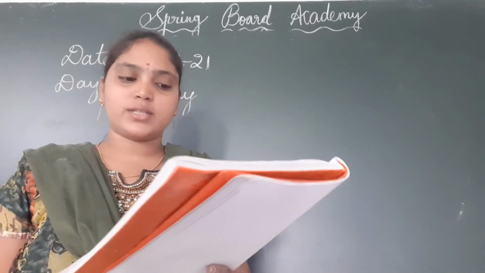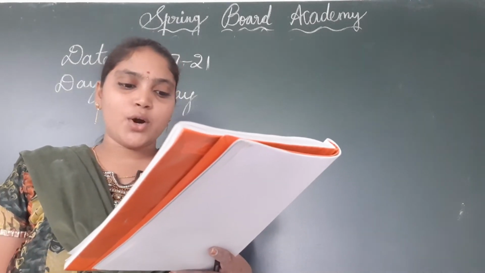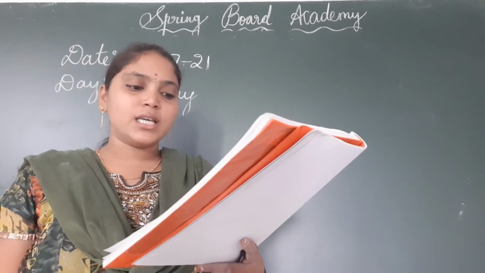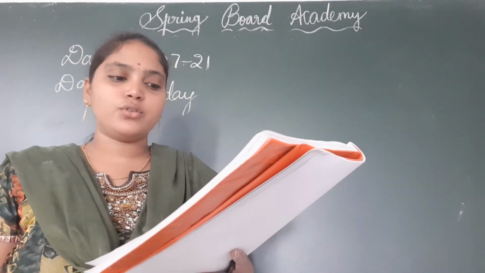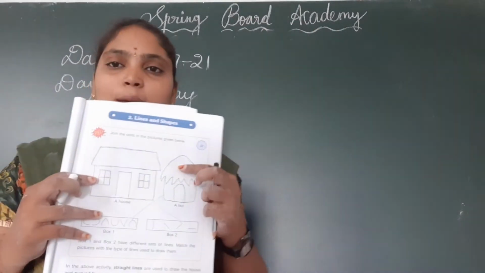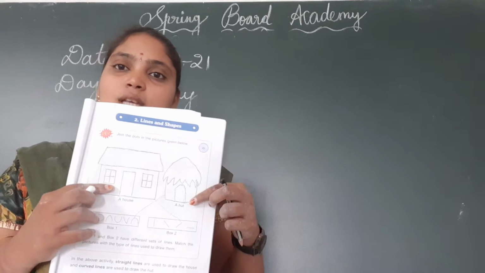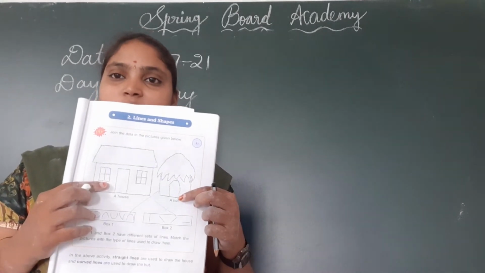We are given two boxes now. Box 1 and Box 2 have different sets of lines. Match the pictures with the type of lines used to draw them. Okay, we have to match the lines. Which type of lines do we use to draw a house and to draw a hut? Okay, shall we check, children?